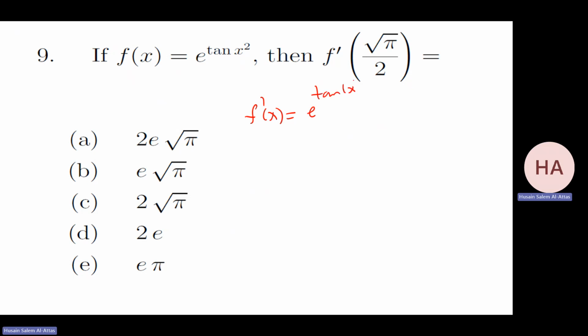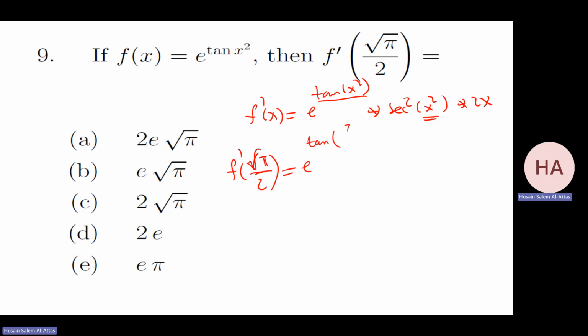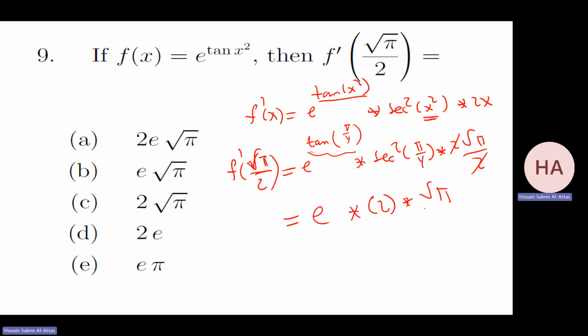e to the power tan x squared, what will be f prime? e to the power tan x squared, derivative of this, secant squared x squared, derivative of this, 2x. We want it at square root pi over 2. So that will be e to the power tan of pi over 4, times secant squared of pi over 4, times 2 root pi over 2, cancelled. This will be e to the power tan pi over 4, e to the power 1, secant squared pi over 4, secant of pi over 4 is root 2, squared it's 2, times root pi. So it will be 2e root pi, which is this one.